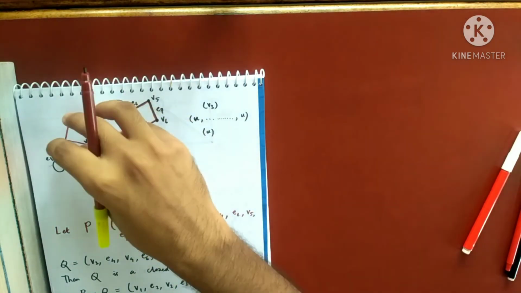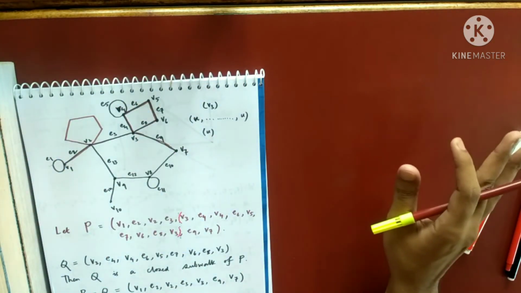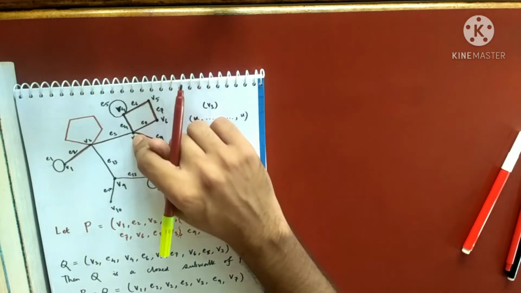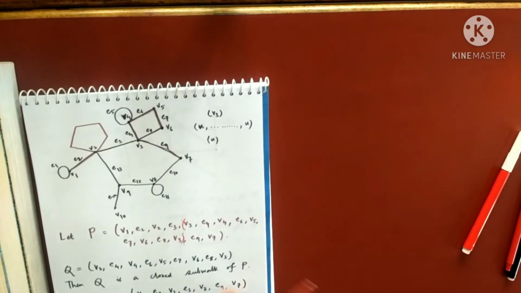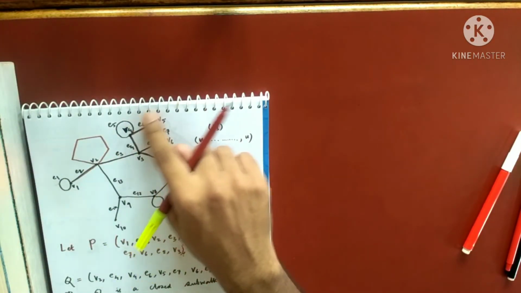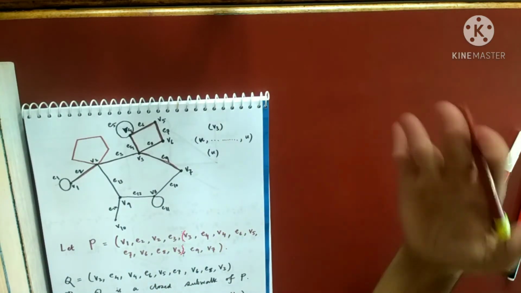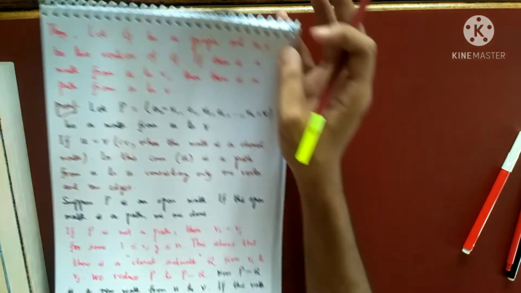So whenever I get a closed subwalk, I am removing this. Here there was only one closed subwalk, so after removing this, I got a path. But suppose there are two closed subwalks present here, or maybe five closed subwalks present here. I will remove all of them one after another. This is what I have written here.